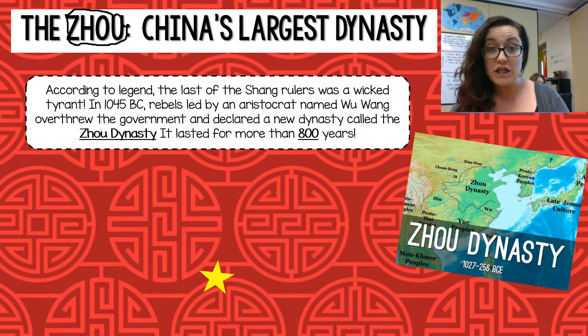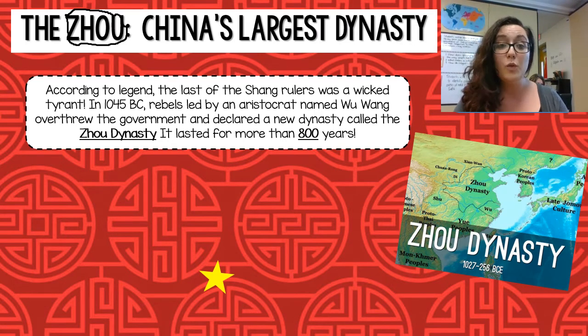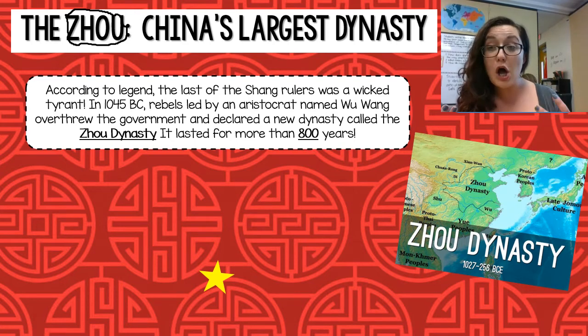So according to legend, the last of the Shang rulers was this crazy tyrant, this very evil king. And in 1045 BC, rebels led by an aristocrat, remember that's somebody from a wealthy family, named Wu Wang, overthrew the government and started a new dynasty that they called the Zhou Dynasty. And this dynasty lasted for more than 800 years.